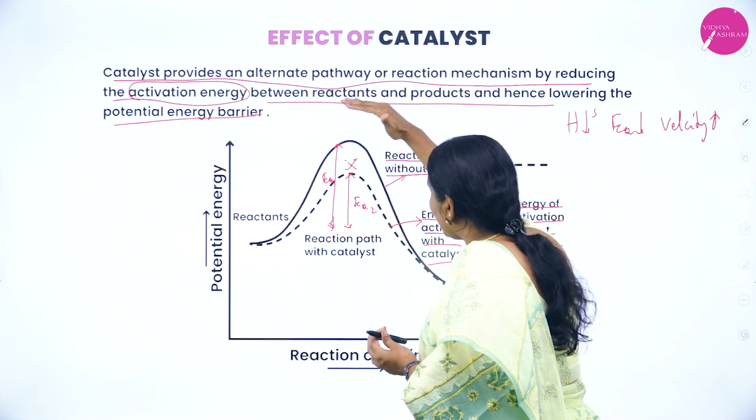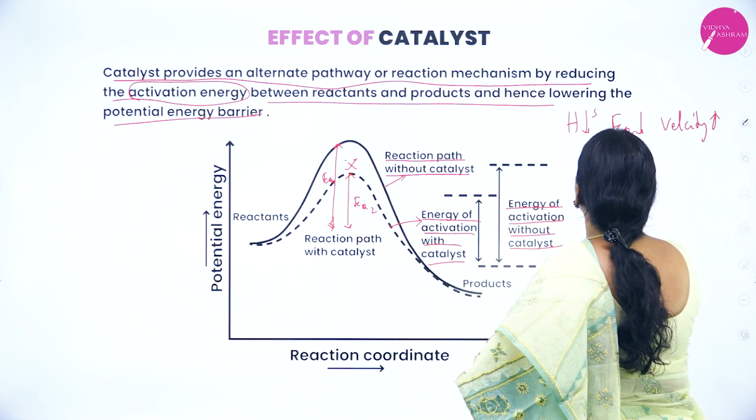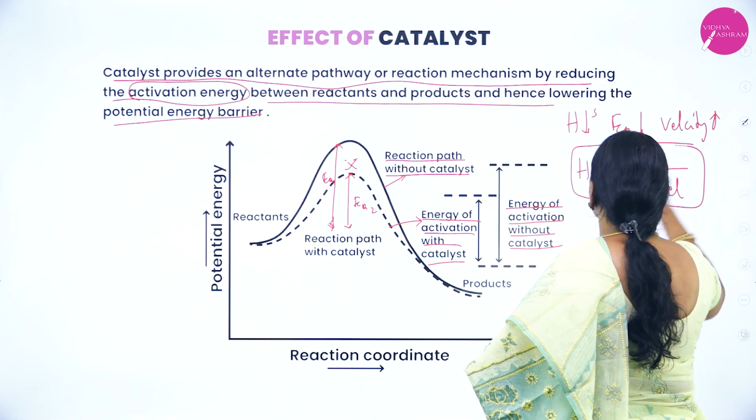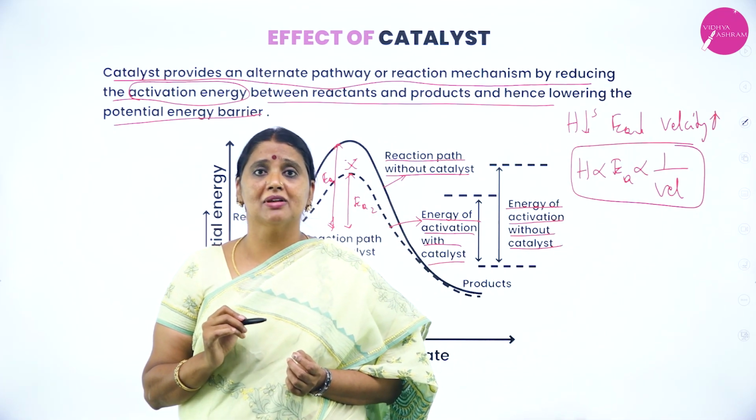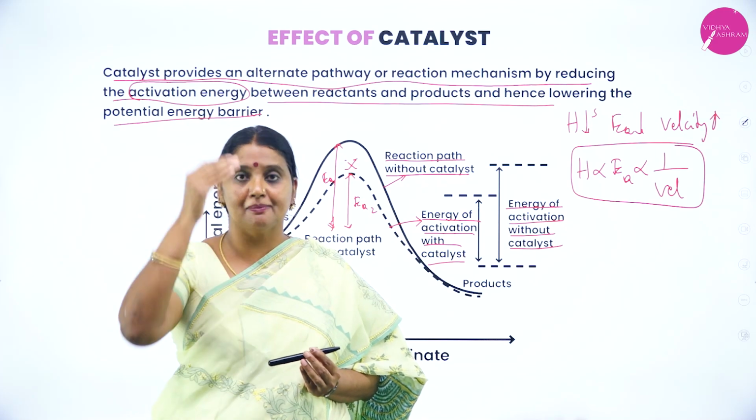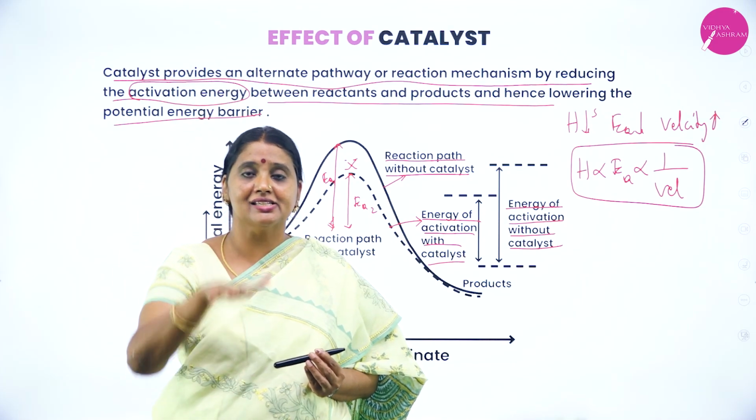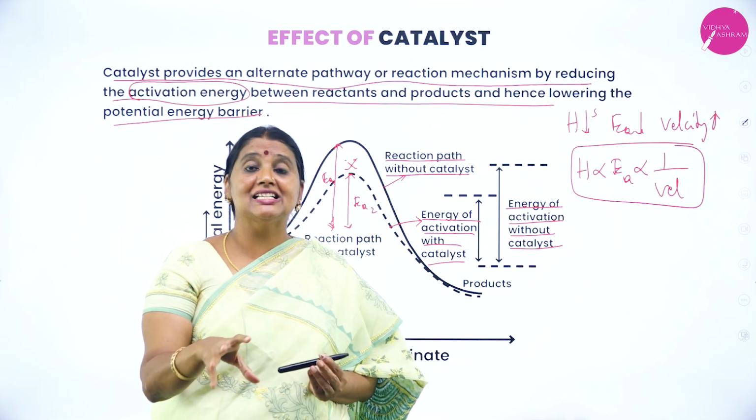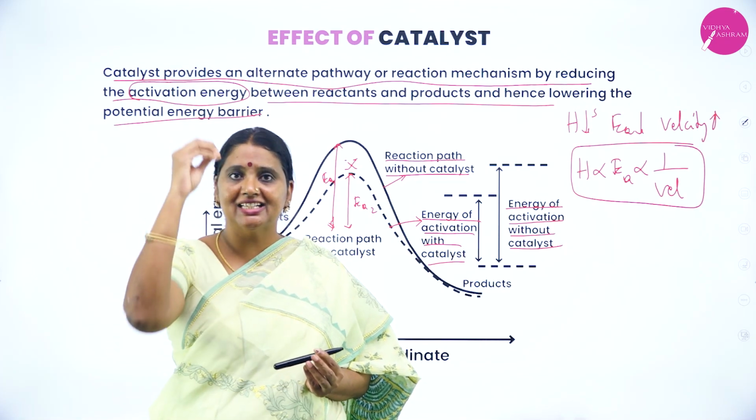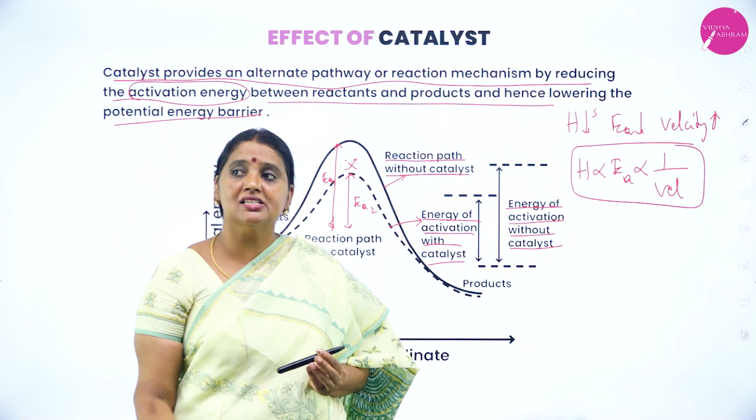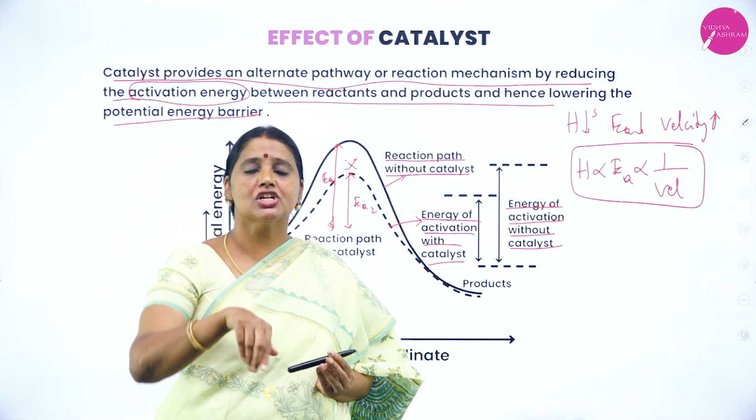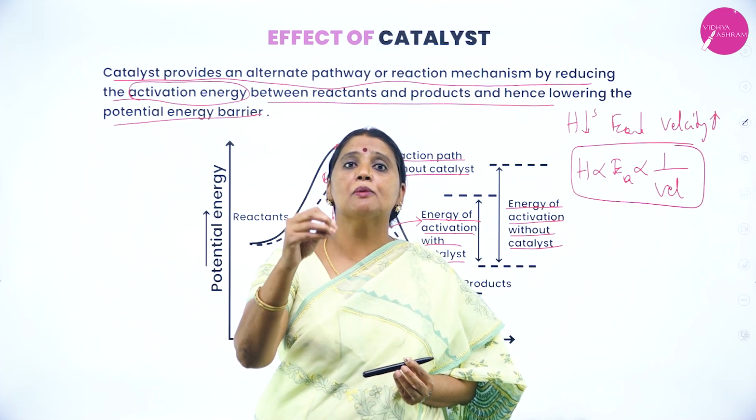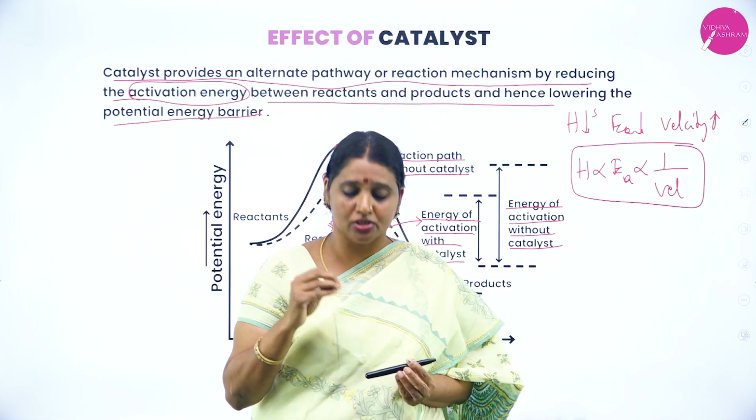Energy height decreases. As height decreases, the activation height is directly proportional to activation energy and it is inversely proportional to what? Velocity. Therefore, what happens when you add catalyst to the chemical reaction? It decreases the potential energy barrier, the energy hill barrier height decreases, activation energy decreases and velocity increases. Therefore, when you add catalyst to any chemical reaction, which energy decreases? Activation energy decreases, velocity increases. What's the relationship between activation energy and velocity? Activation energy and velocity are inversely proportional to each other.